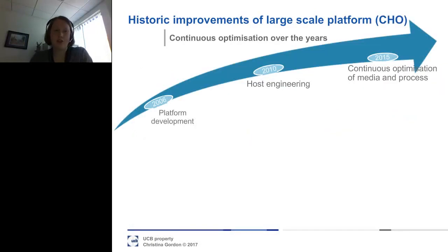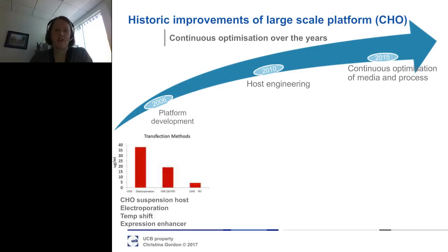So now I wanted to show you some of the historic improvements that we made to our large-scale platform. We've been continuously optimizing this platform over the years, and about 10 to 15 years ago, we started to develop the platform, and we found that a CHO suspension host with electroporation and a temp shift applied, adding expression enhancers would give us the highest yields.